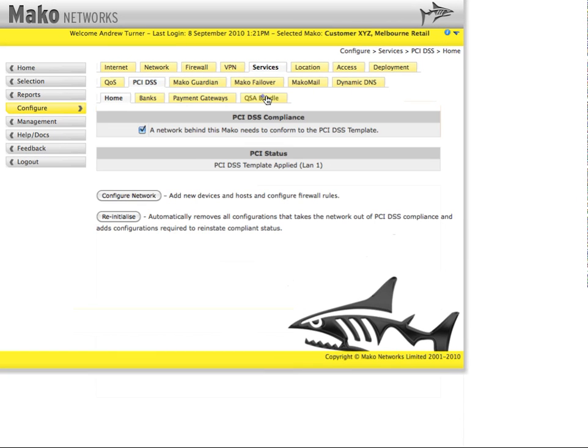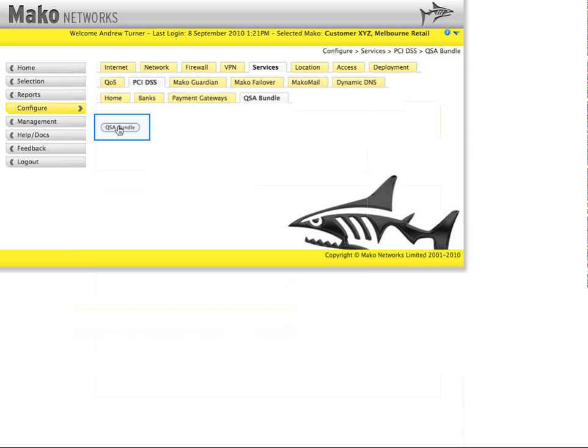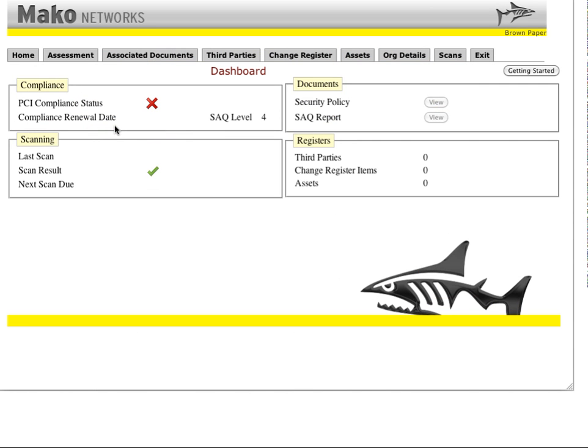A major part of the PCI DSS requirements are around process and documentation. The Mako system enables merchants to have access to all of the processes they require.